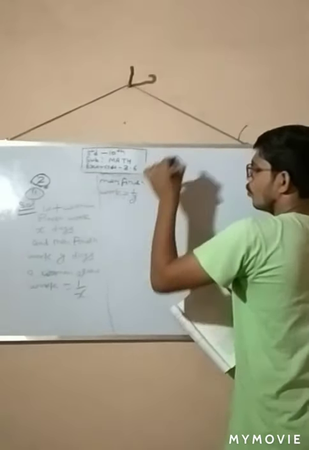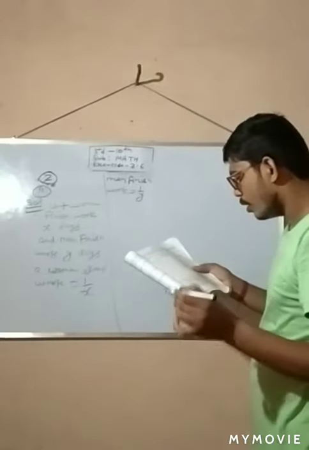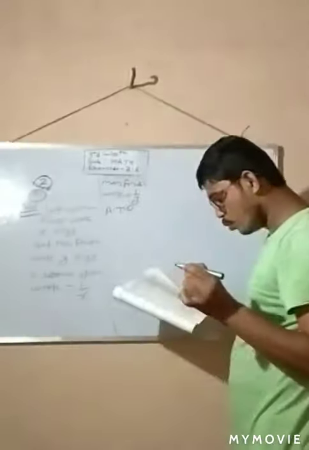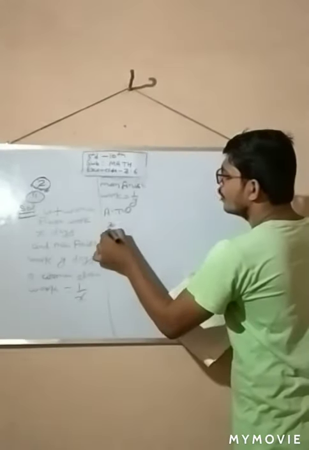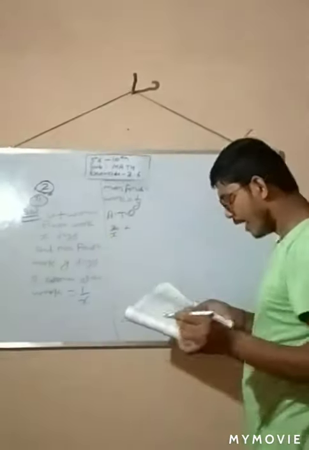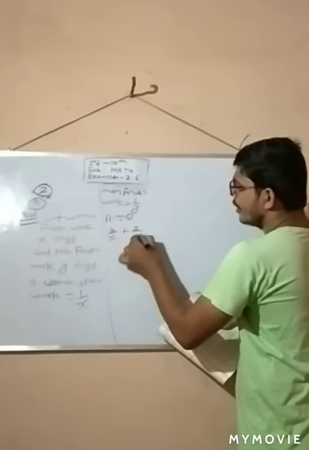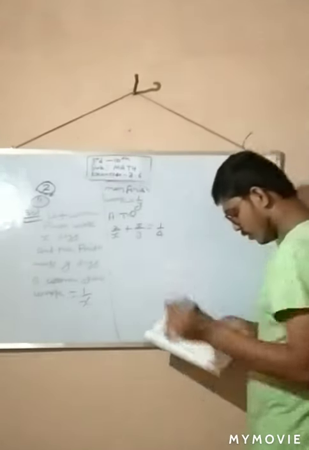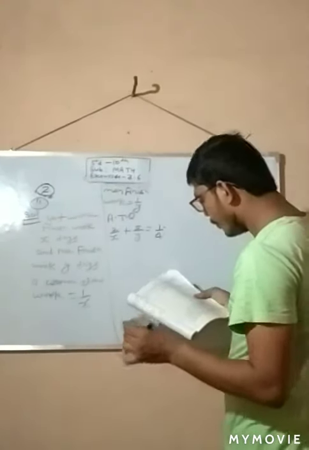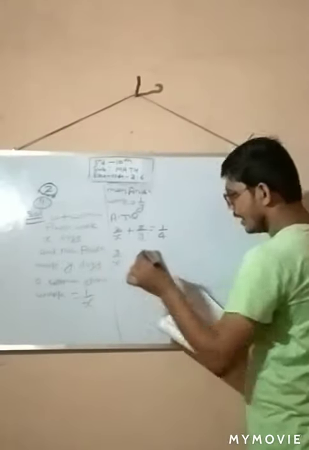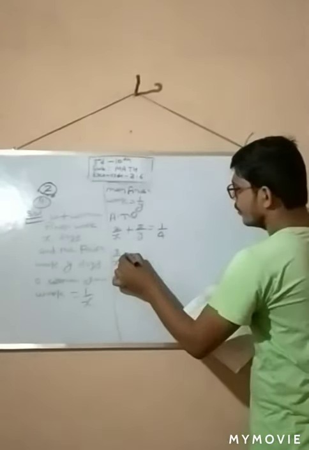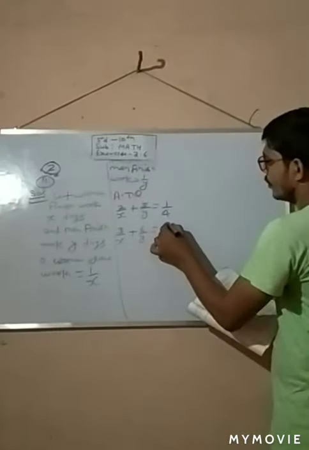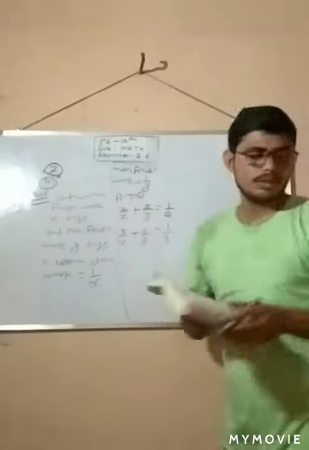Now 2 women according to the question. 2 women and 5 men means 2 upon X plus 5 upon Y is equal to 1 upon 4, as they finish in 4 days. Similarly, second, 3 women and 6 men: 3 upon X plus 6 upon Y is equal to 1 upon 3, as they can finish the work in 3 days. Now solving.